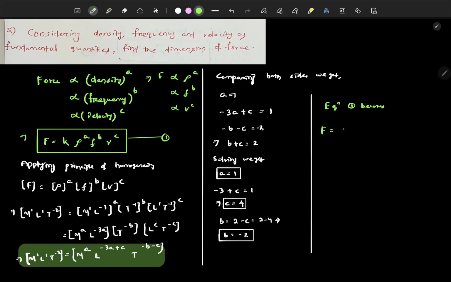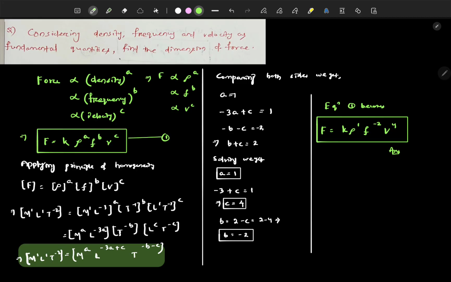इक्वेशन मीन्स f is equal to k rho to the power a, that means 1. Then f to the power b value is minus 2. Then next one is v to the power c, v power 4. So equation will be rho to the power 1 f to the power minus 2 v to the power 4. Bas, so this is our required expression. So this is the dimension of force in terms of density, frequency and velocity as fundamental quantity. I hope it is clear to all of you.